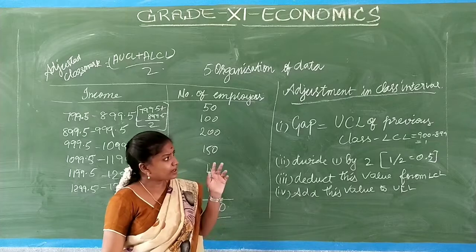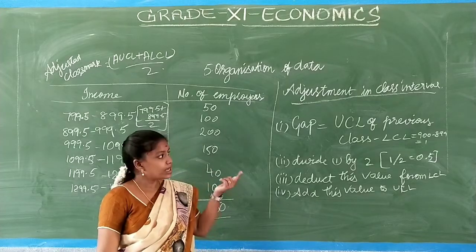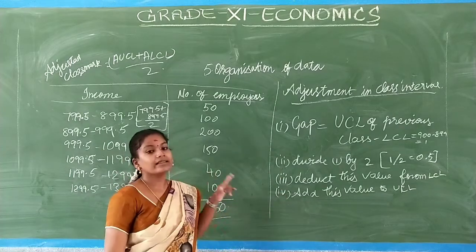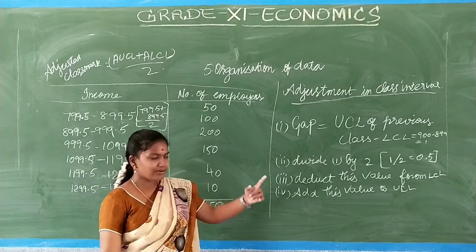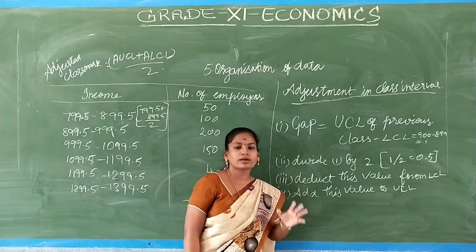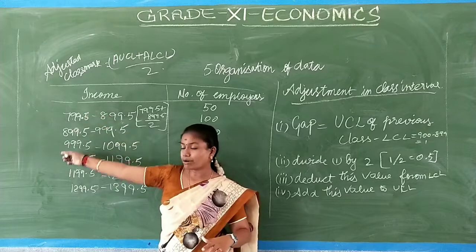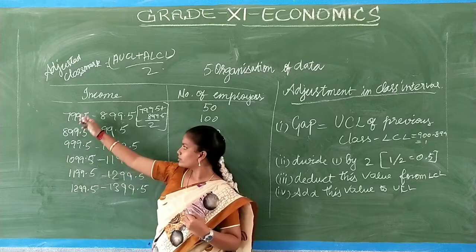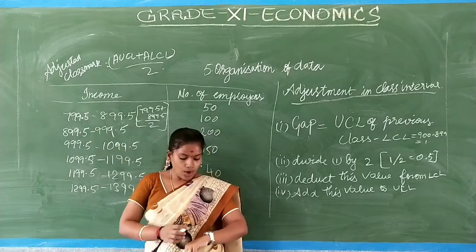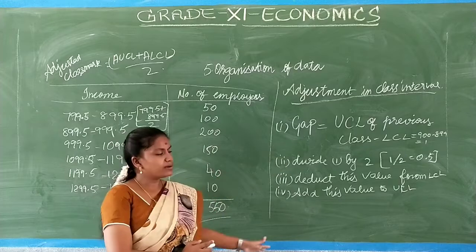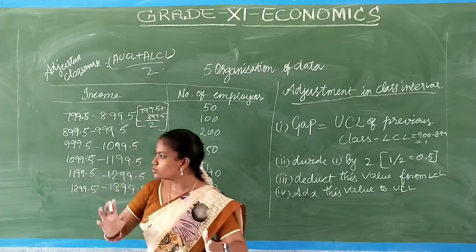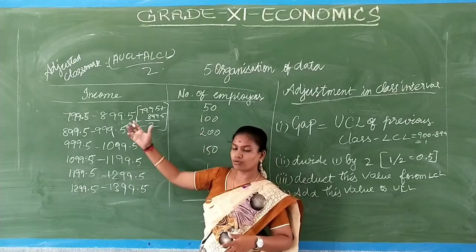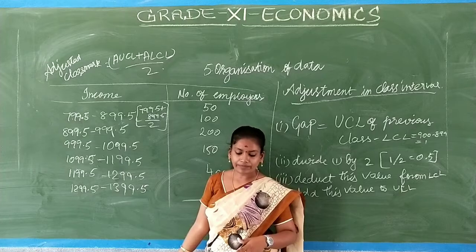Alright, upper class limit of the class minus the lower class limit of the second class, you will get the value. You have to divide this value by 2. Whichever value comes, you have to subtract this value from all the lower class limits, and similarly you have to add the same value to all the upper class limits. This is how you find the adjustment in class interval. After doing this, you rearrange the data accordingly. You will not have any change on this side, but you will have change only in the class given.